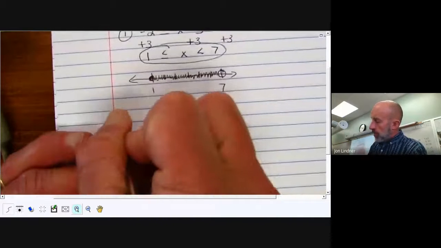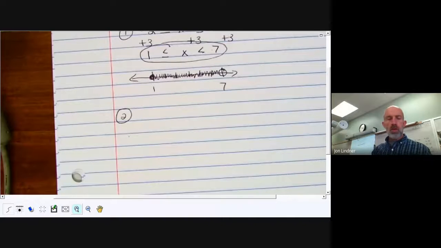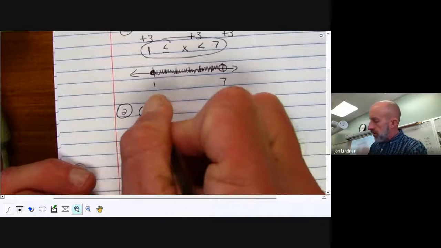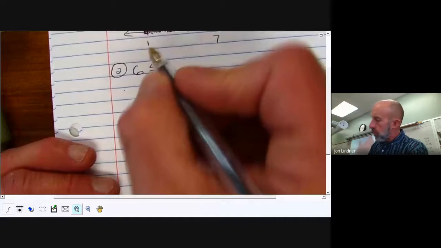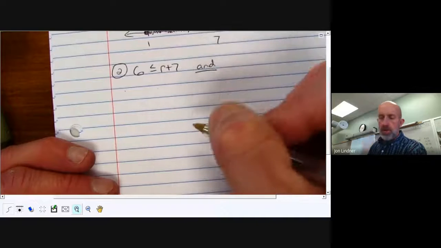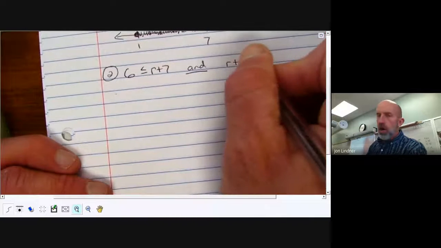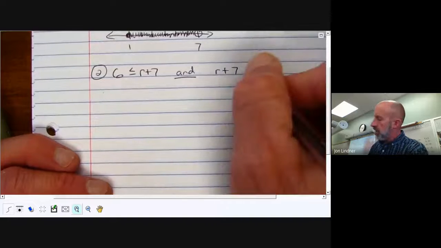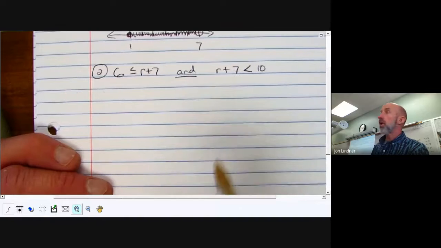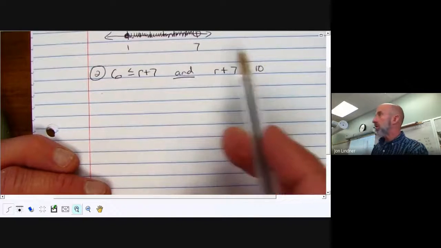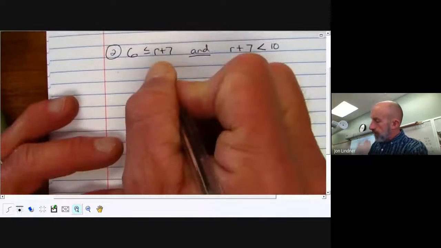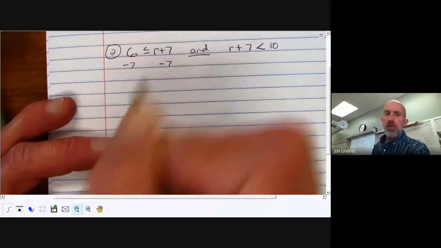Let's go on to the next one. This one's written a little bit differently. 6 is less than or equal to r plus 7, and r plus 7 is less than 10. Now notice this one's written with 2 separate little inequalities. They're not hard to solve. So let's go ahead and solve them. This one I subtract 7 from both sides.